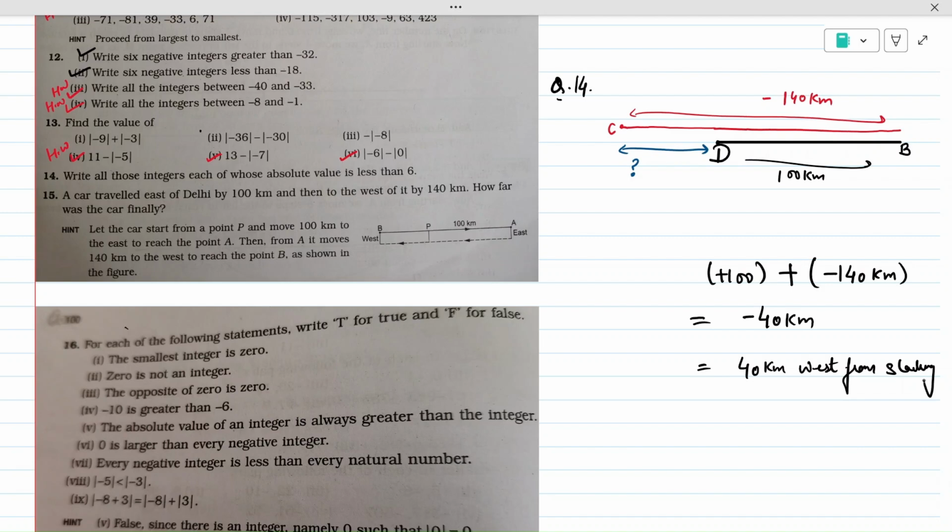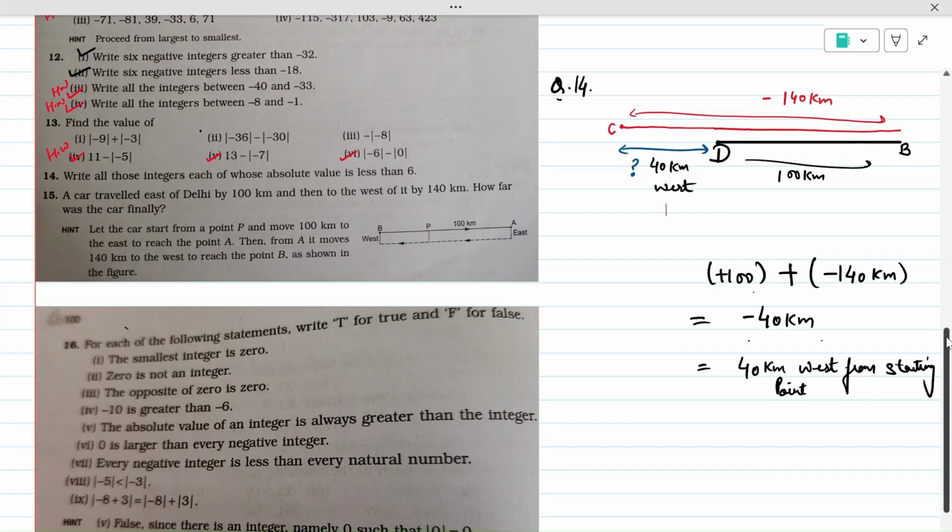Okay, this is easy. What we have done, from the starting point, we have measured the movement. First is plus 100 and then added to it the next movement, that is in the opposite direction. So we are taking it as negative. This is minus 40 kilometers, or from the starting point, you can say it is 40 kilometers west. Right? So this is how we have to do this question.